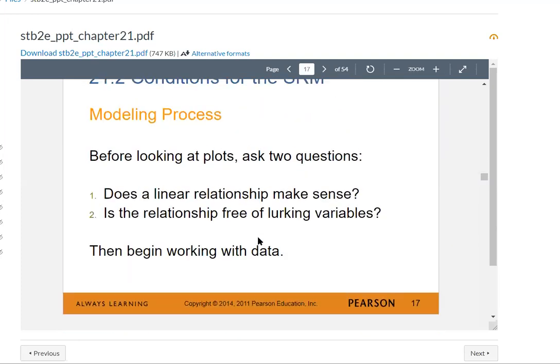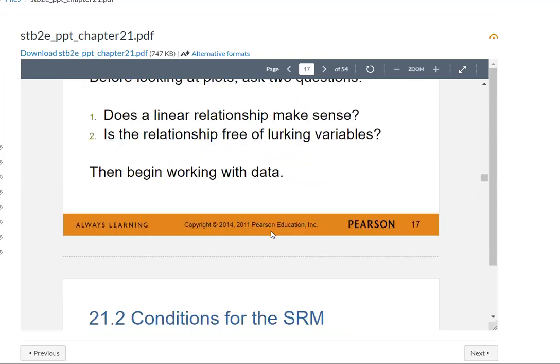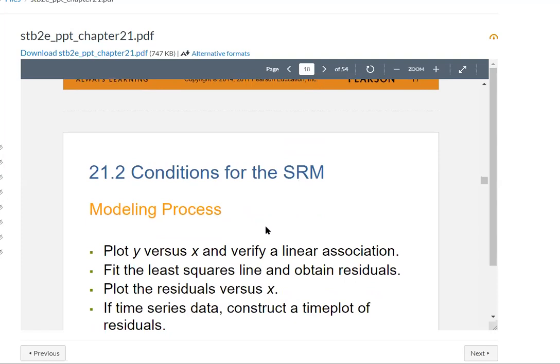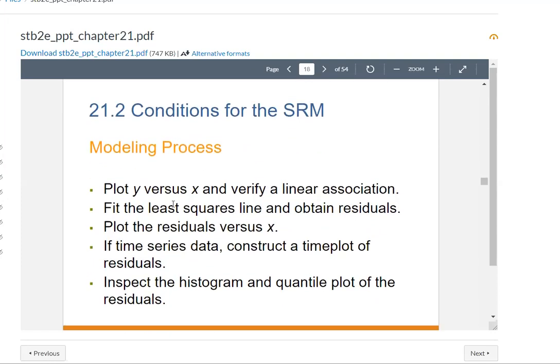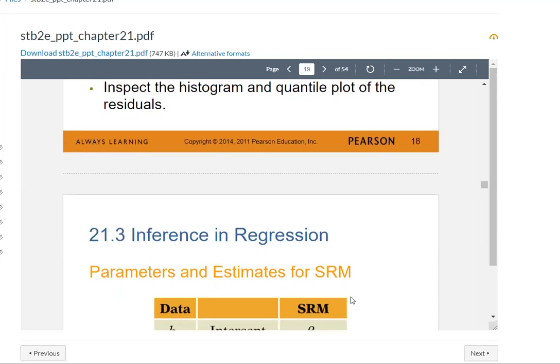When it comes to lurking variables, I explained to you what lurking variables are. You will not have a question that includes a lurking variables problem, okay? But you need to know what lurking variables are, and I believe that we have talked about it in the past. Then let me see what else we have.